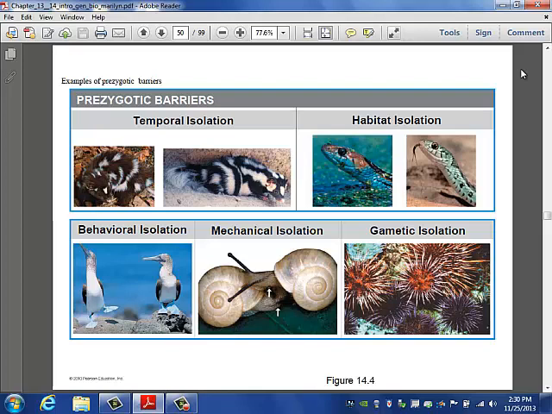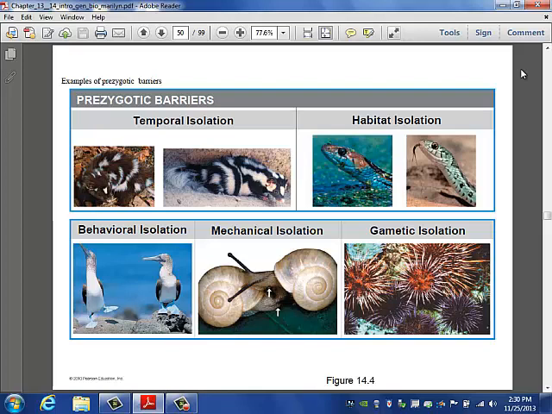Habitat isolation, desert versus aquatic, for example, in these two snakes. Behavioral isolation. These two, they're so cool. You can't see it in the picture, but they have blue feet. They're called the blue-footed boobies. They mate only after a specific ritual of high stepping, and won't mate unless that happens.